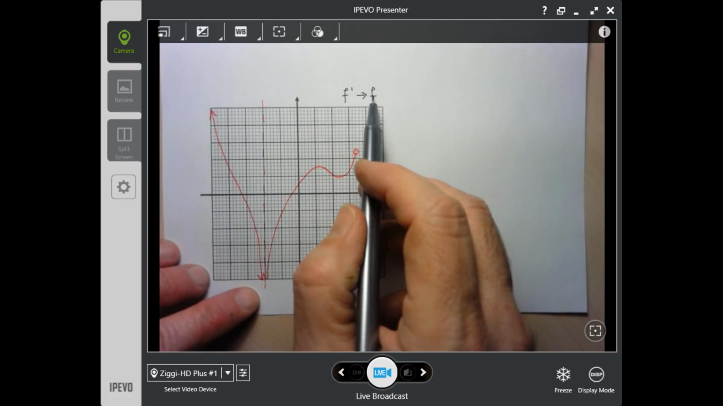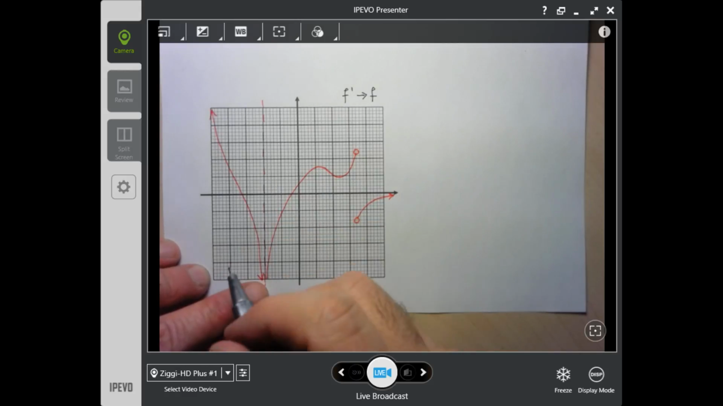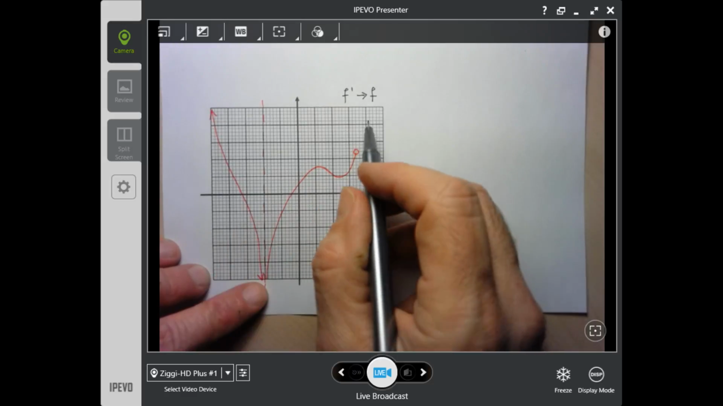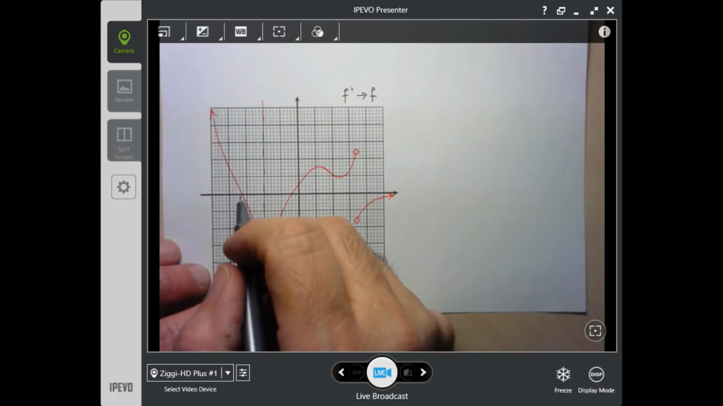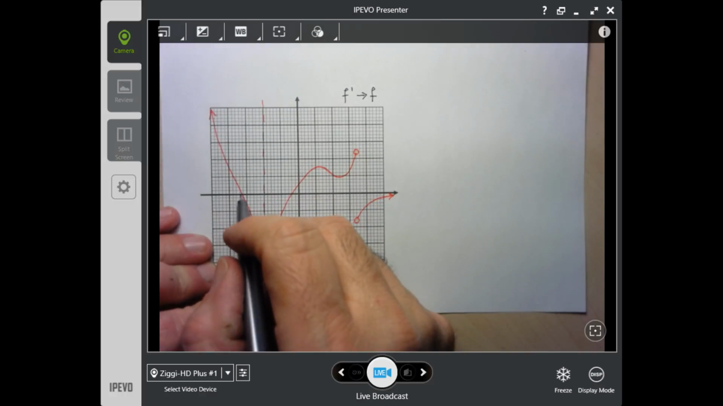It doesn't tell you anything about the y values of the original function. So we have to keep in mind that we're going to have to make some choices as we go along. Here, I notice that the derivative is equal to 0, which means that the original function is going to have a horizontal tangent at that point.